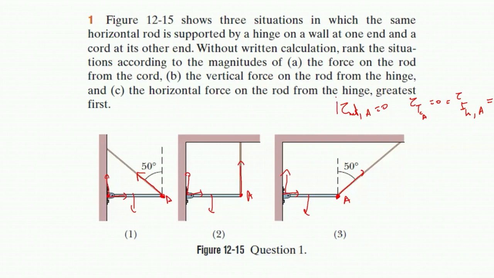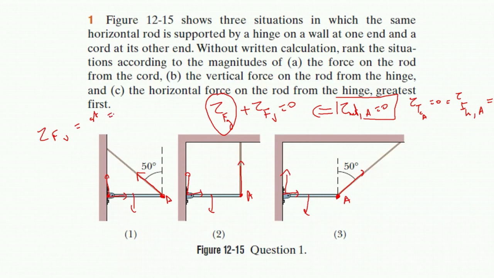So net torque around A equal to 0 tells me that the torque of the gravitational force plus the torque of the vertical force is equal to 0. The torque of the gravitational force is the same for all of them. The torque of the vertical force is the same for all of them as well. So for all three situations, the torque of the vertical force is equal to a constant.